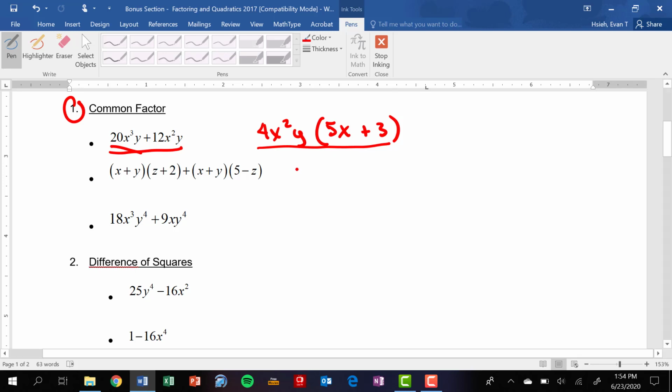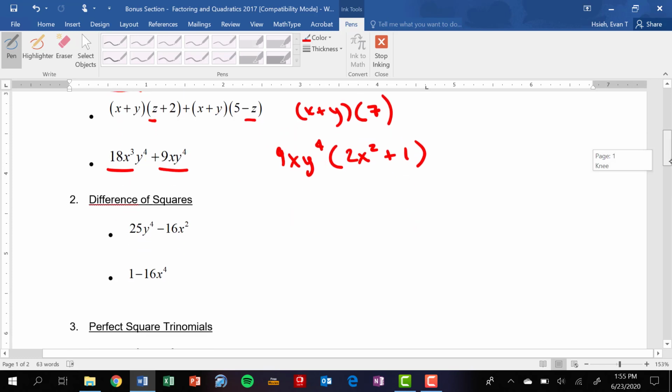Next problem here, I can factor out an x plus y, and I'm left with 7, and then I have a minus z and a positive z, which cancels out, so I'm just left with 7 times x plus y. And the next one here, what I can factor out of these two terms is I can pull out a 9, I can pull out an x, and I can pull out a y. There's 4 of them I can pull out, and I'm left with 2x squared plus 1.